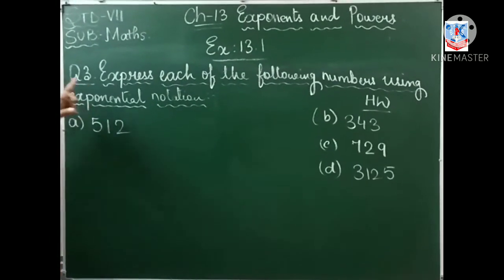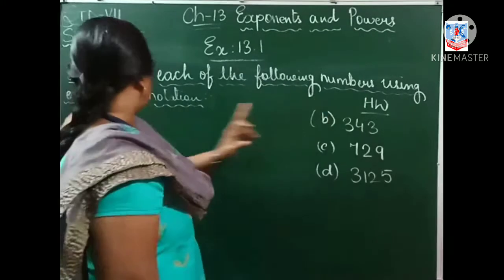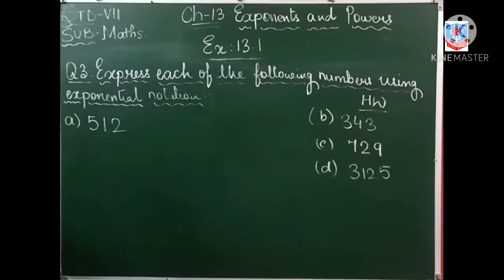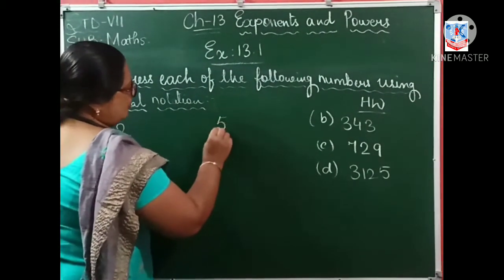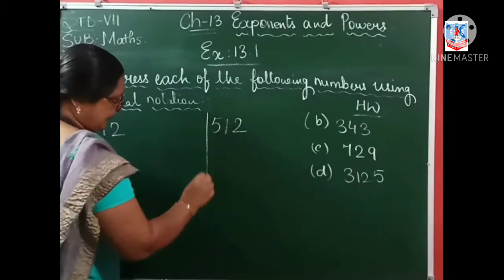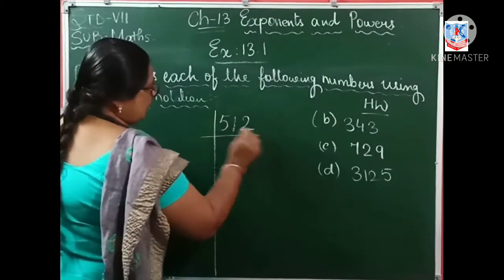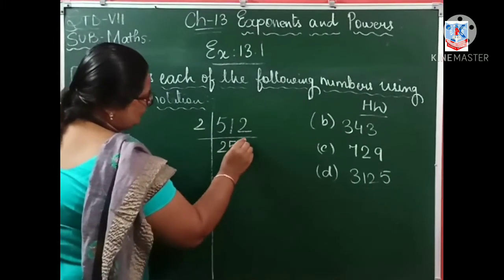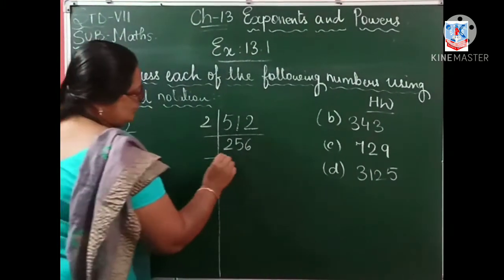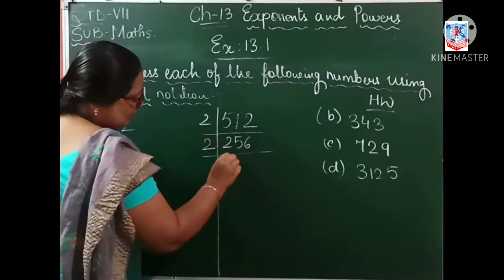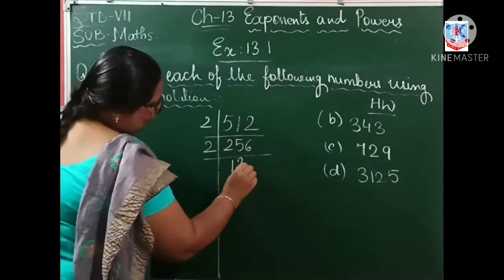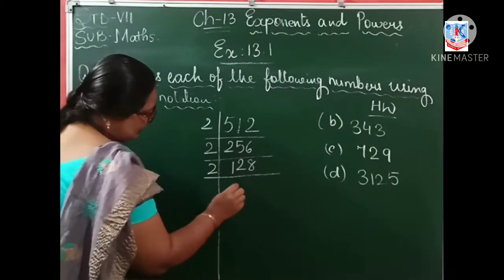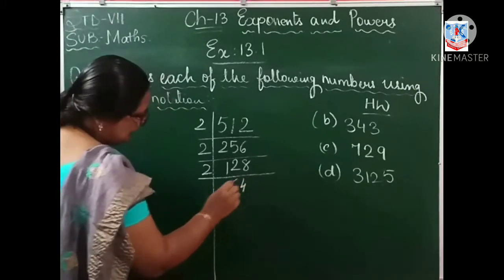Question number 3. Express each of the following numbers using exponential notation. Now the number is 512. What will you do? You will try and factorize this number. Now see, 2 2's are 4, 2 5's are 10, 2 6's are 12. 2 1's are 2, 2 2's are 4, 2 8's are 16. Again 2. 6 2's are 12, 6 4's are 64.